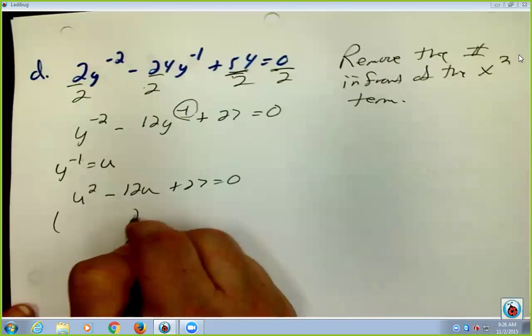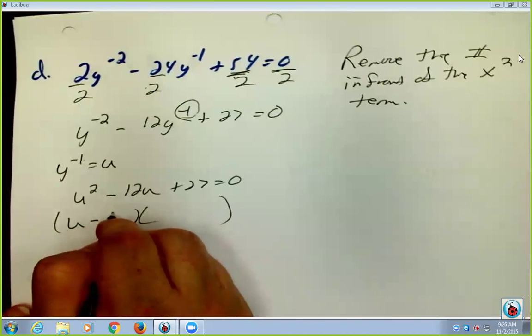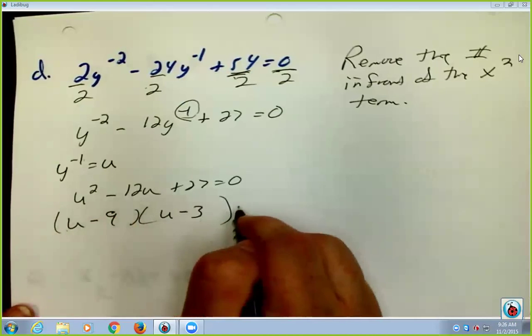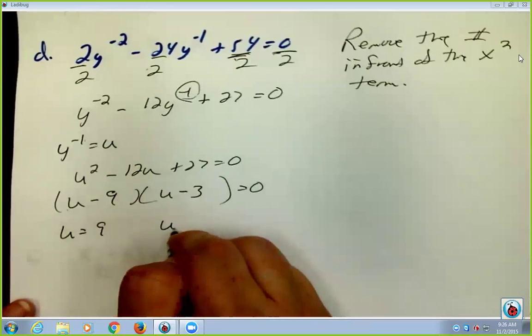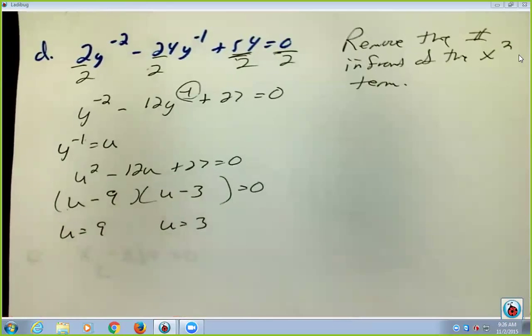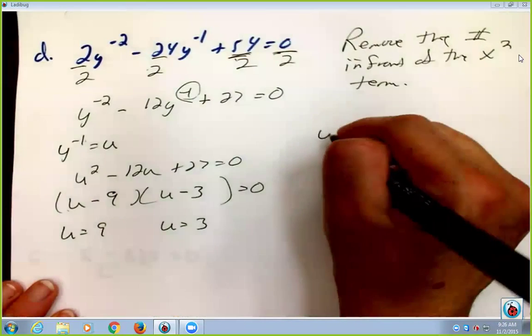And we just factored this one. U minus 9 and u minus 3. So u equals 9 and u equals 3. But I'm not done. Replace u with y to the negative 1.